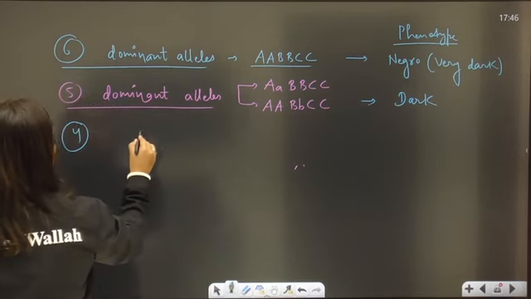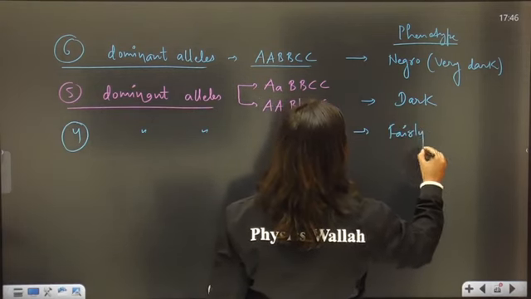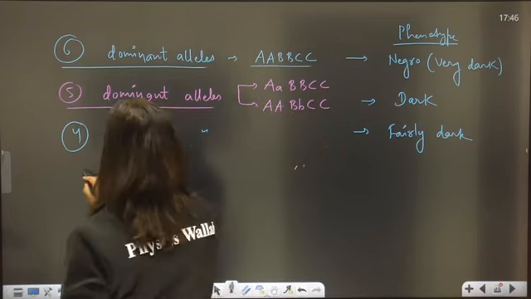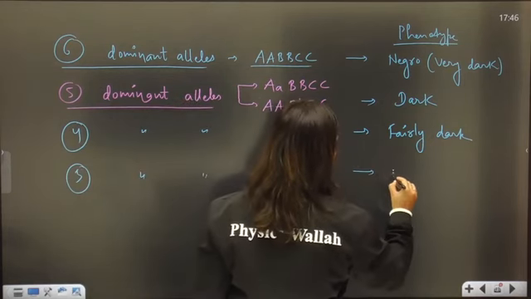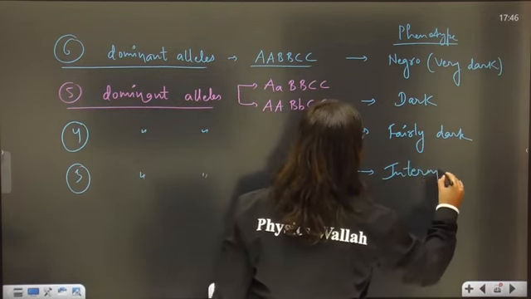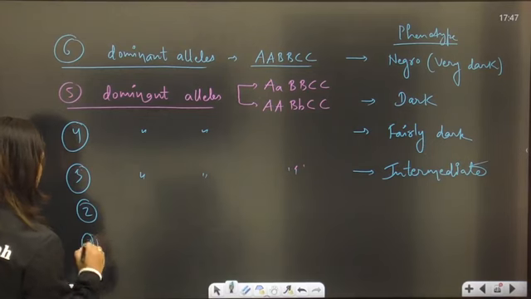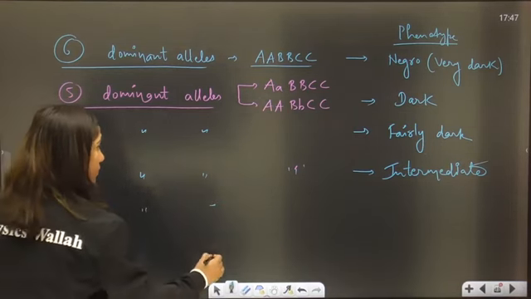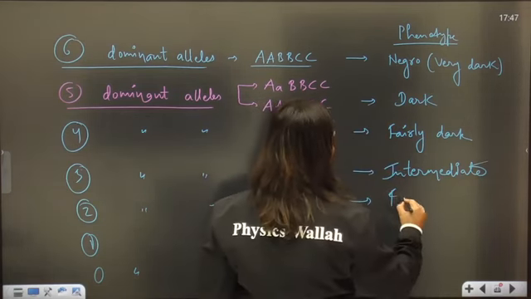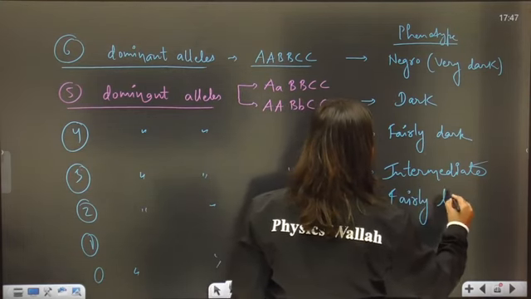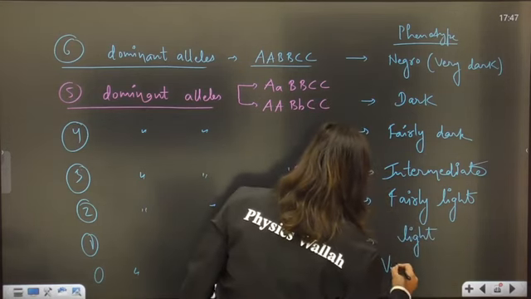Then as we go on reducing the number of dominant alleles, the intensity of the expression will reduce. If there are 3 dominant alleles, then it would be intermediate condition. Then if 2 dominant alleles, 1 dominant allele or 0 dominant allele, then the condition will change. It would be fairly light, or very light.